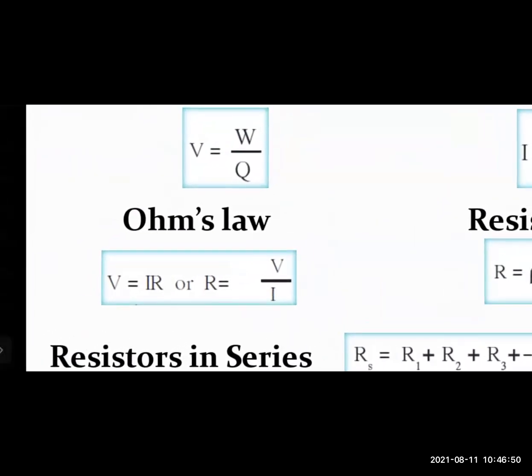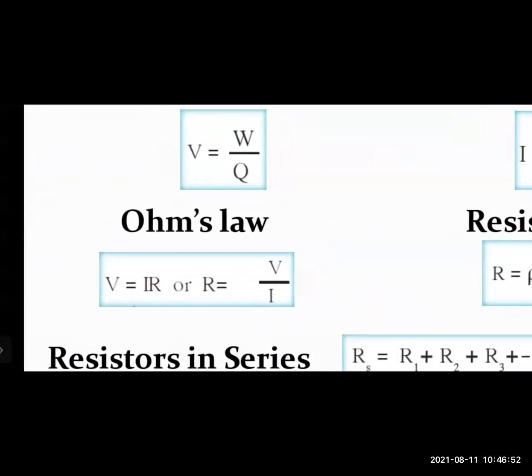Then we had seen Ohm's law. What does Ohm's law say? As long as the physical conditions of the conductor remain constant, the potential difference across the two points is directly proportional to the current. So we had come to the conclusion that the equation was V equals IR. You can rearrange the equation as per our requirement. You can write V equals IR, or R equals V by I, or I equals V by R.